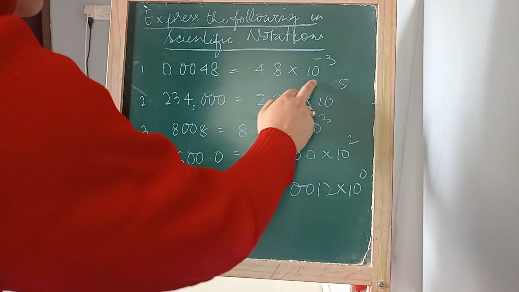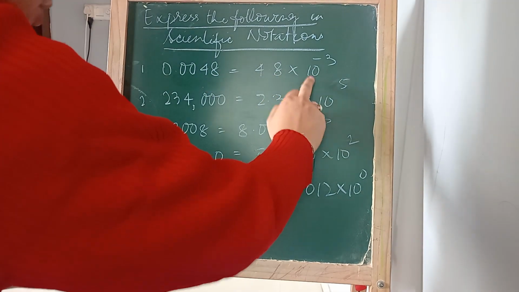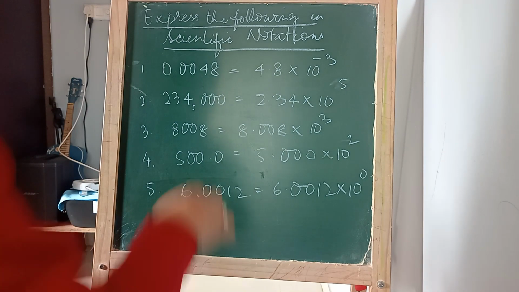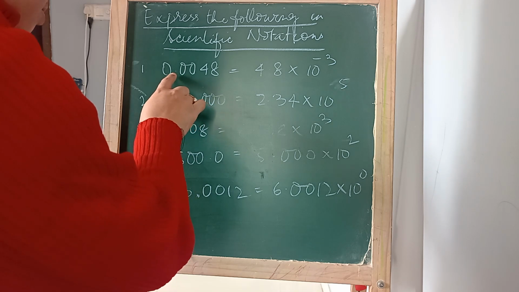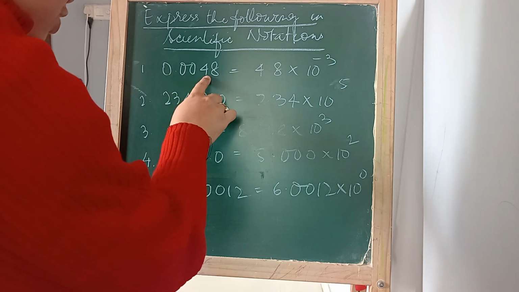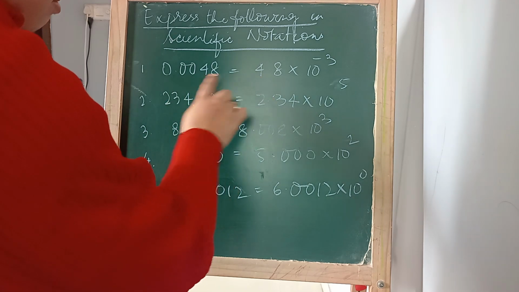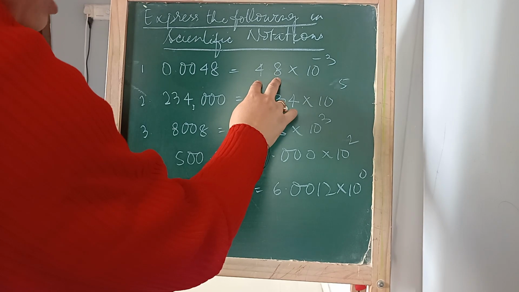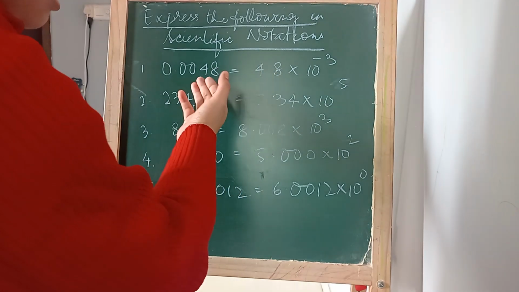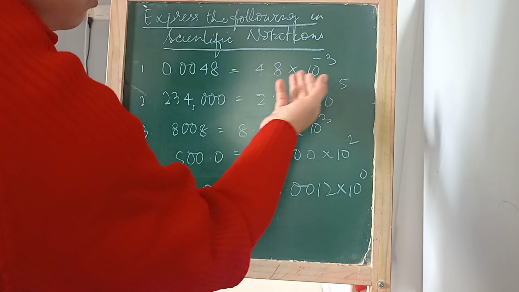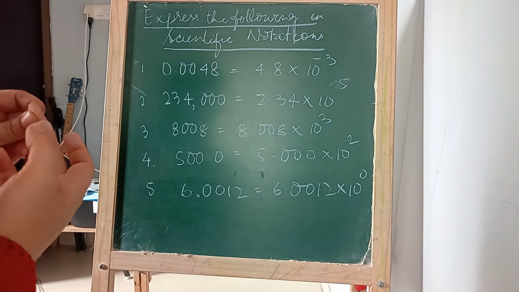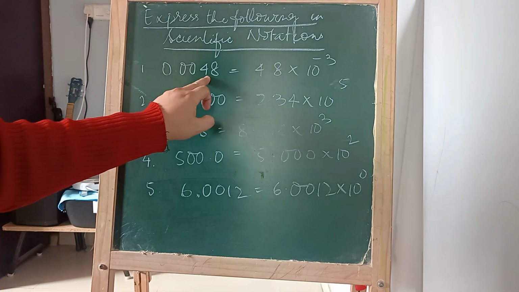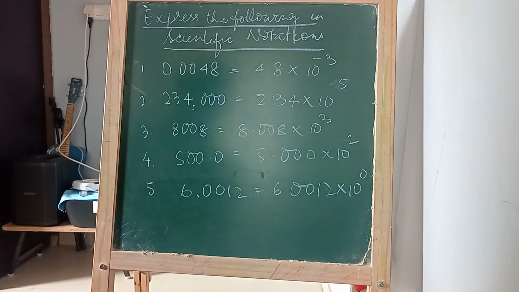And what will happen to the power of ten? By moving the decimal 3 places towards the right, we are increasing the number. This is a very small number, 0.0048. This is a bigger number, 4.8. That means we are increasing the number, so the power will be adjusted by decreasing, by 1, 2, 3 places. So it will be 10 to the power minus 3.